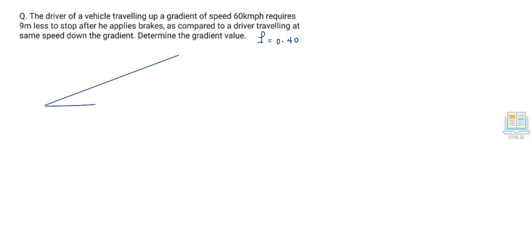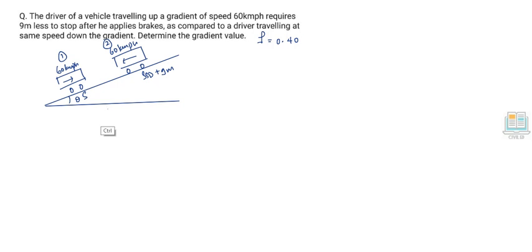This shall be our gradient, which is at some angle theta. Now let this be a vehicle traveling up the gradient, and this be a vehicle traveling down the gradient, represented by an arrow like this. Both are traveling at the same speed of 60 kilometers per hour. Now the vehicle traveling up the gradient requires 9 meters less than the vehicle traveling down the gradient, which is nothing but number 2. So the SSD of this vehicle, which is traveling down the gradient, is plus 9 meters, and this one requires 9 meters less.